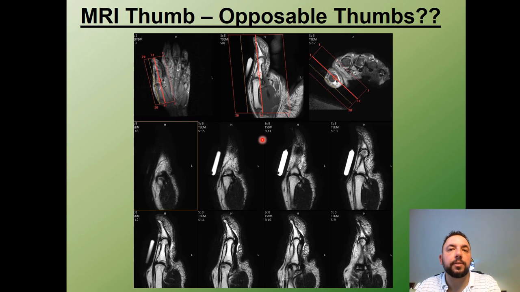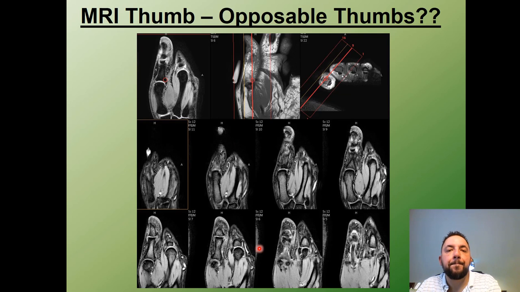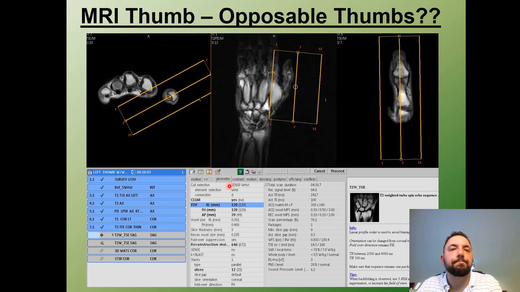Again, good cross planes because opposable thumbs, they're going to be faced in an opposite direction as compared to the rest of digits 2 through 5. I hope that makes sense. So again, here's your sagittal, opposite to what would be your coronal.